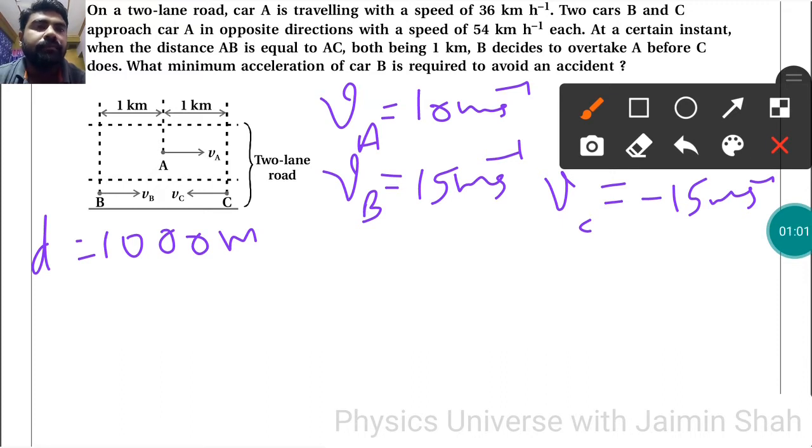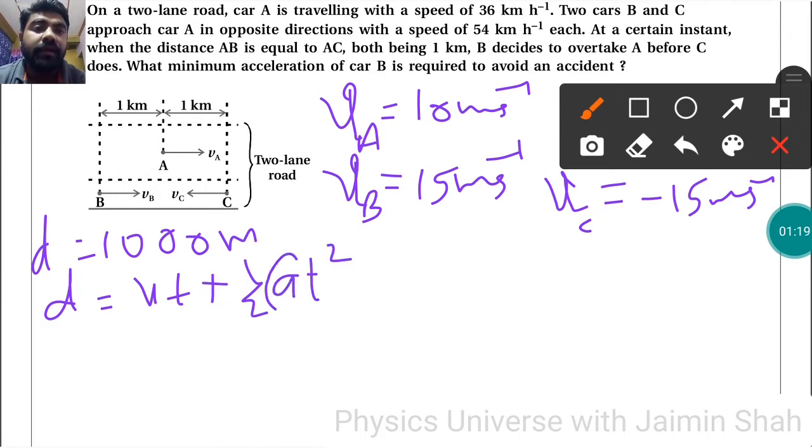So see here, first of all, the distance formula is UT plus half AT square, where U is the initial speed. Now from this equation we have to find A. Again, we don't have T also.